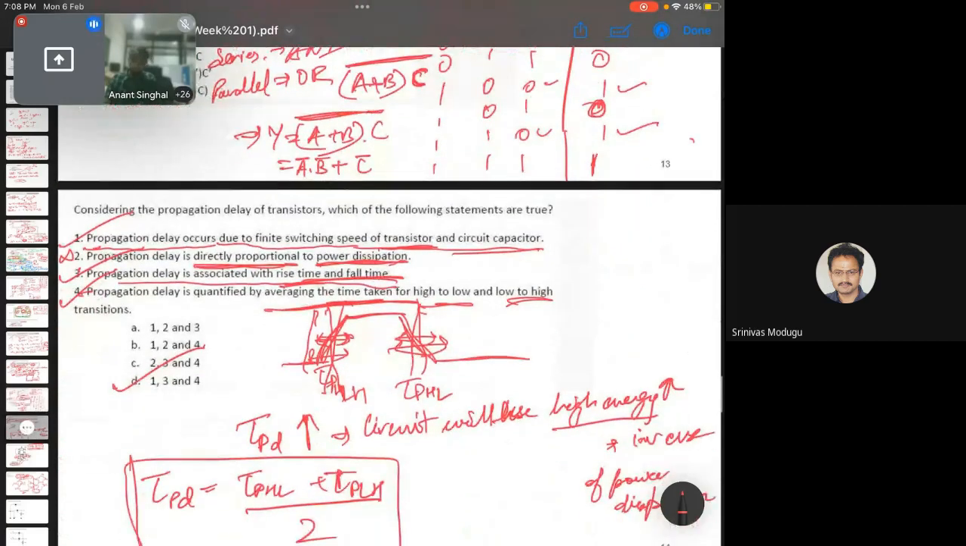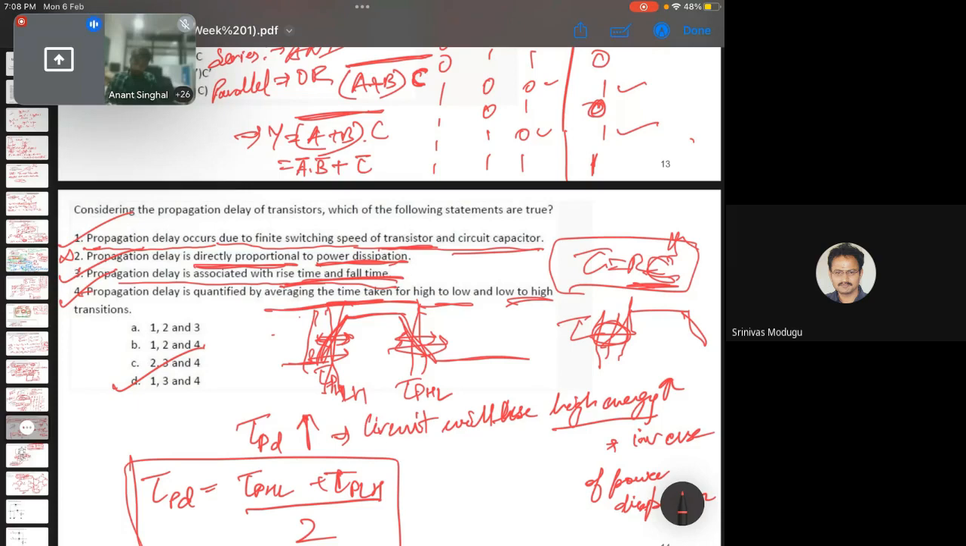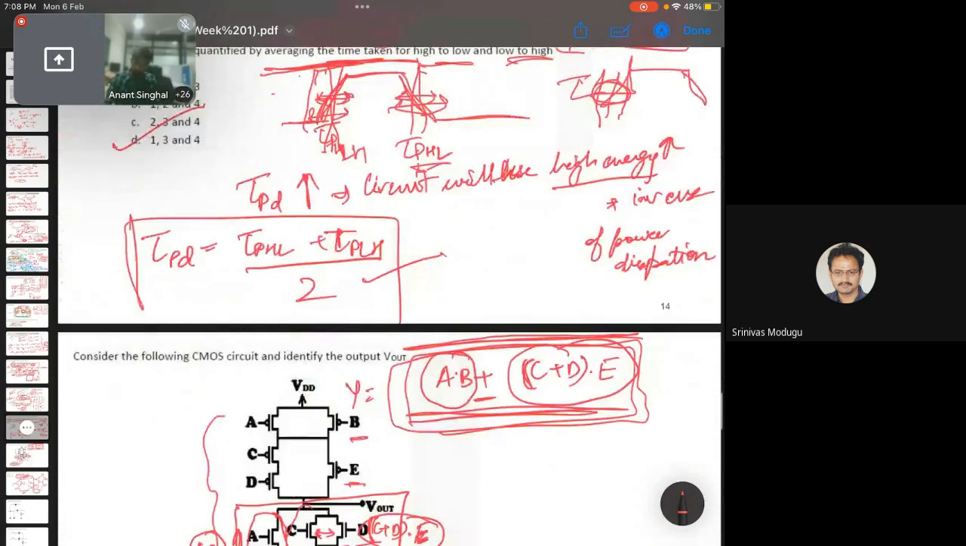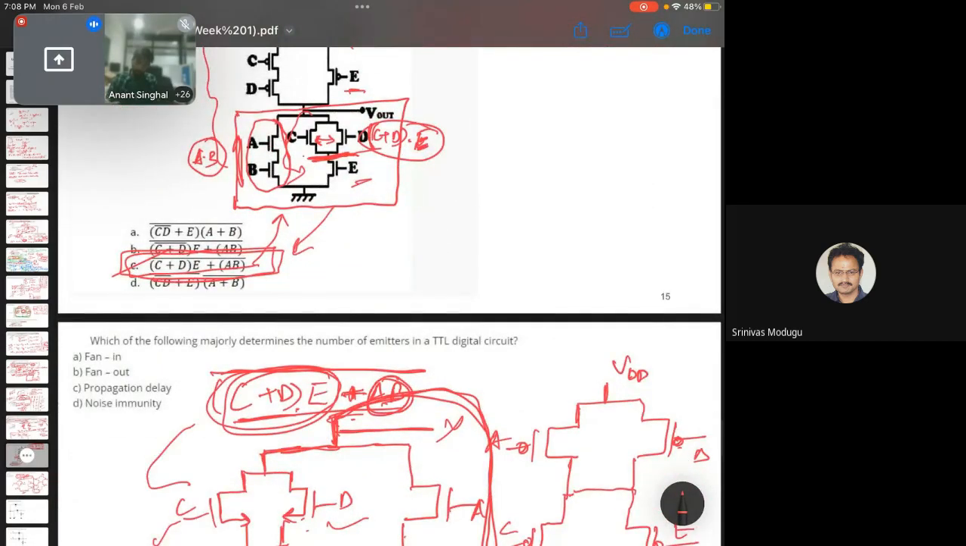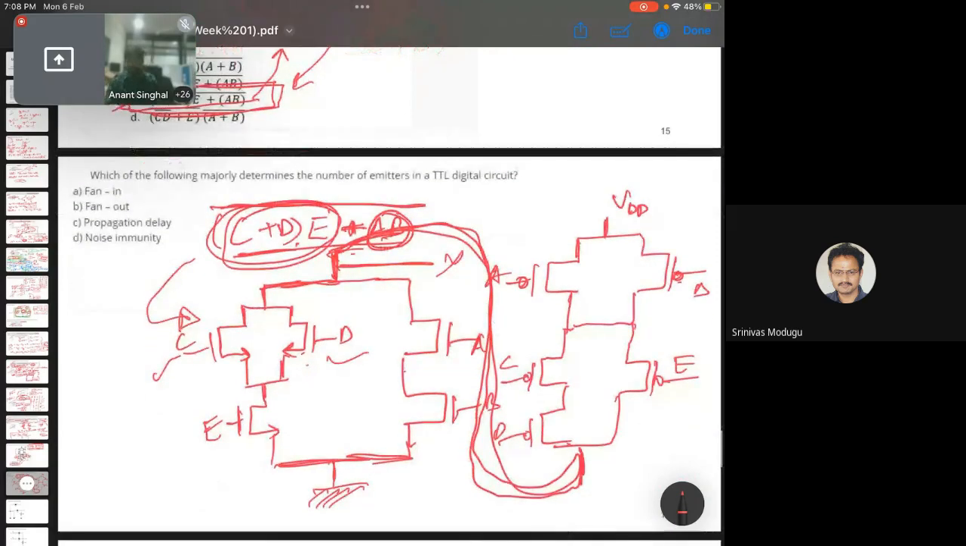Then some facts about propagation delay. It is nothing but due to the rise and fall of the circuit, and it occurs due to the finite switching time and the capacitance present in the circuit, because the time constant is RC. So if there is a constant capacitance, then there will be some time delay. Again, we need to average the low to high and high to low delays to get the final propagation delay. Then again a similar question, and what we did is from the equation we tried to make the circuit out of it, and we were successful. I hope you all got it right.